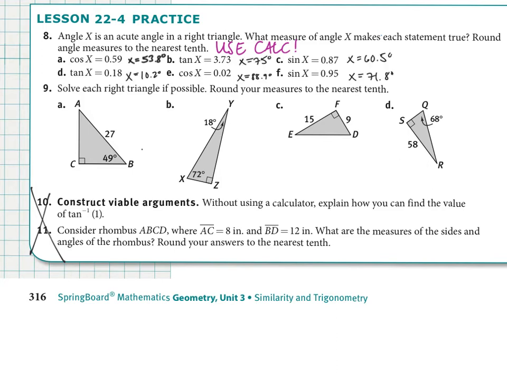All right, let's test these out. You should have gotten X is 75 degrees for B. X is equal to 60.5 degrees for C. X is equal to 10.2 degrees for D. X is equal to 88.9 degrees for E. And for part F, you should get 71.8 degrees for X. So now let's go ahead and look at number 9.